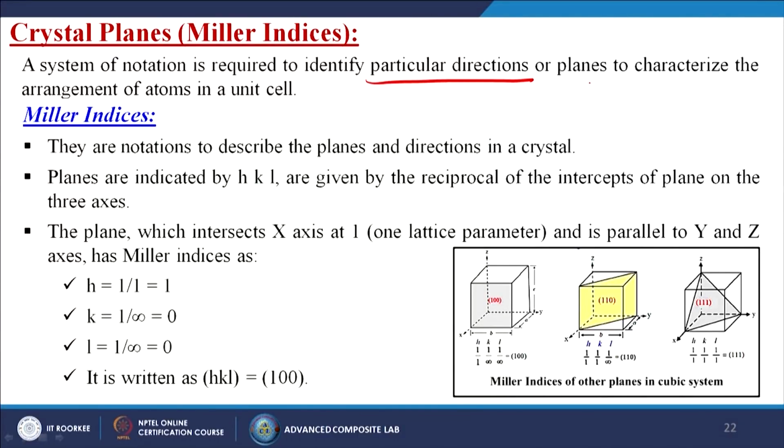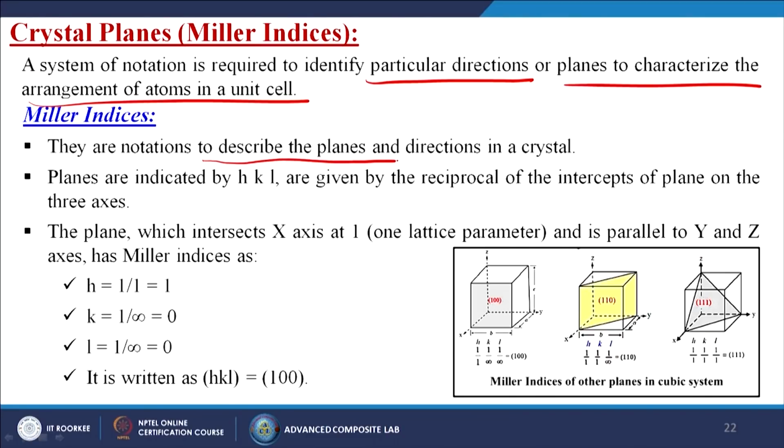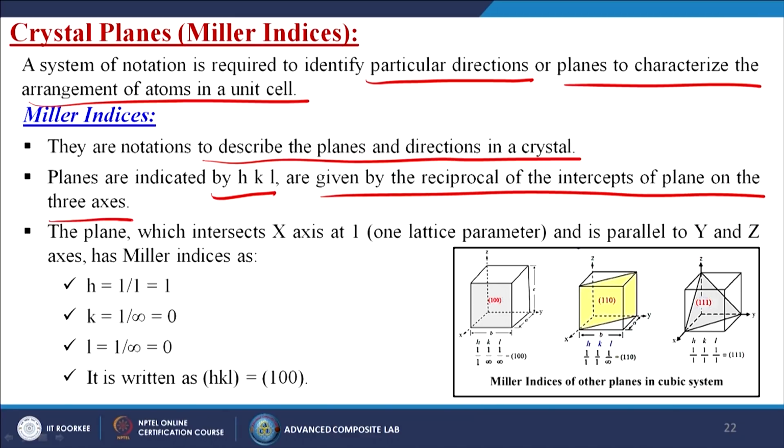So now we are going to discuss crystal planes, that is Miller indices. A system of notation is required to identify particular directions or planes to characterize the arrangement of atoms in a unit cell. Now it is a very interesting one, called the Miller indices. They are the notations to describe the planes and directions in a crystal. Planes are denoted by h, k, l, given by the reciprocals of the intercepts of the plane on the 3 axes: 1 by h, 1 by k and 1 by l.